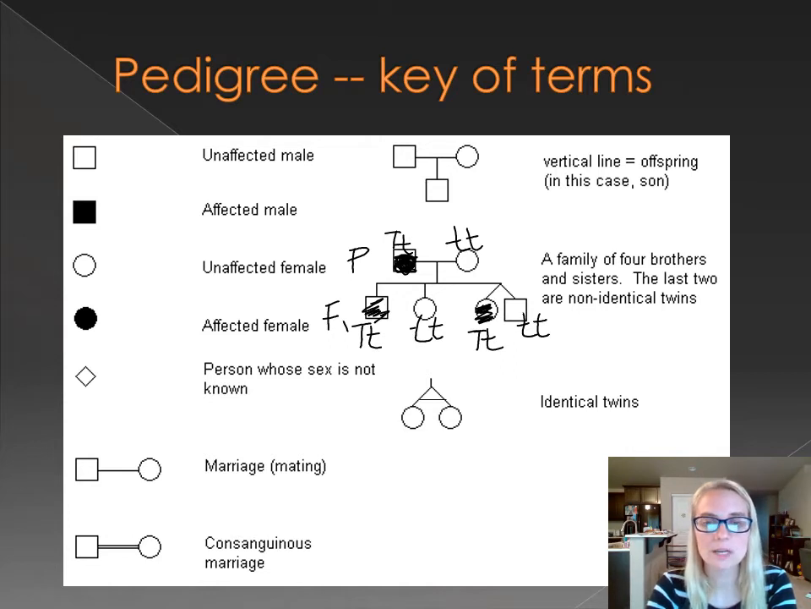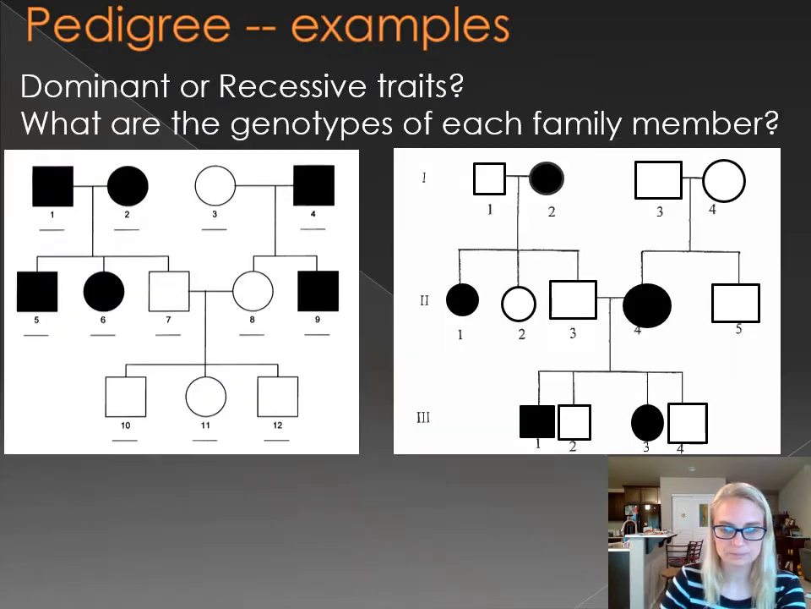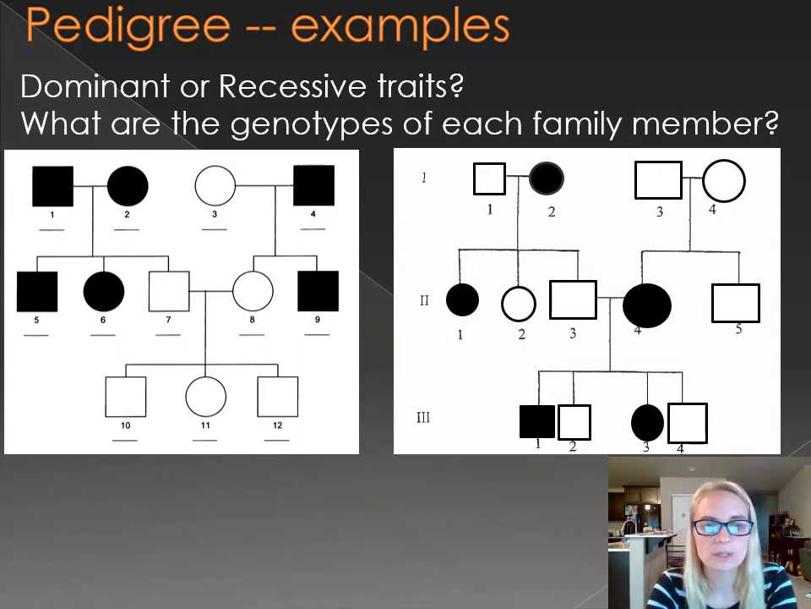All right, so let's take a look at some examples. I have two pedigrees here. One's going to be representing a dominant trait, and one's going to be representing a recessive trait. When you are looking at a pedigree, it might seem kind of confusing at the beginning, but I'm going to encourage you to look for a particular pattern that's going to help you determine whether it is dominant or recessive.